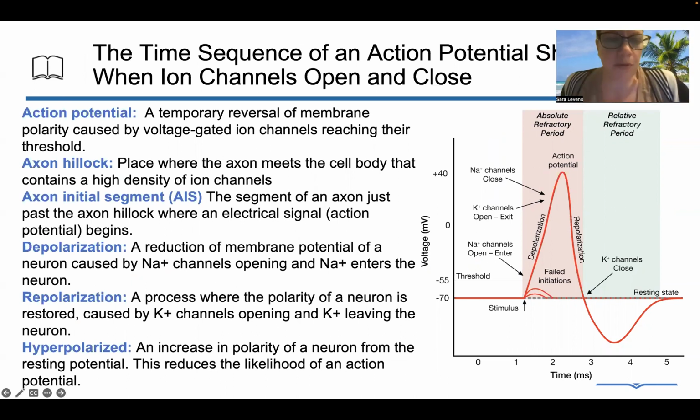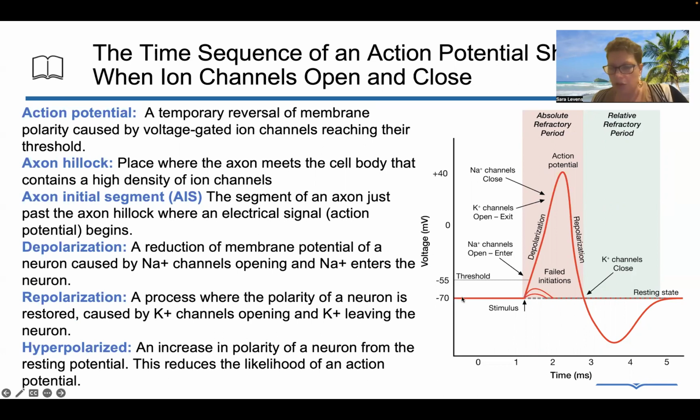All right, so the time sequence of an action potential showing when ion channels open and close. So, what is an action potential? As we've been leading up to with these voltage differences, an action potential is a temporary reversal of membrane polarity caused by voltage-gated ion channels reaching their threshold, okay? And so what happens here is this is the threshold.